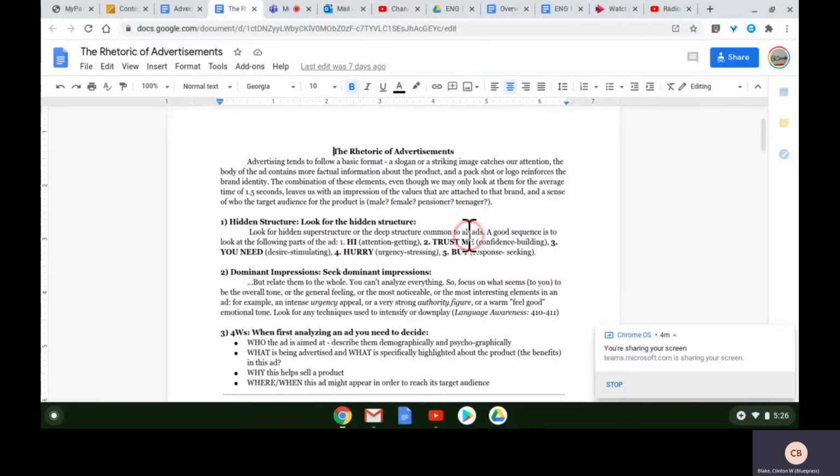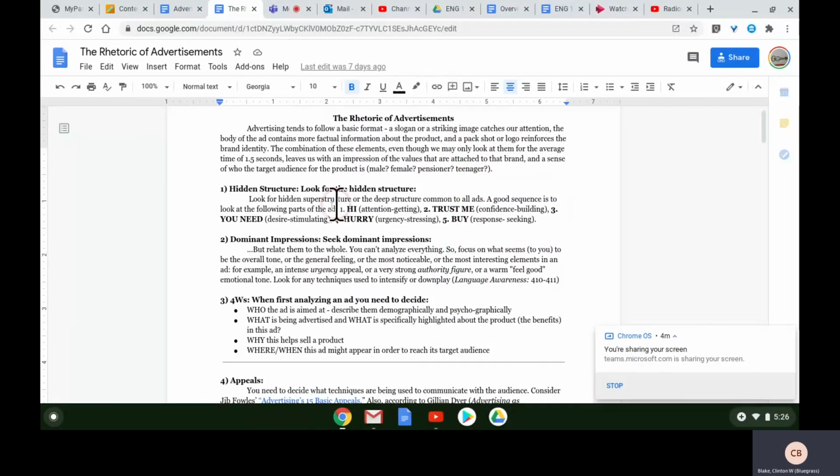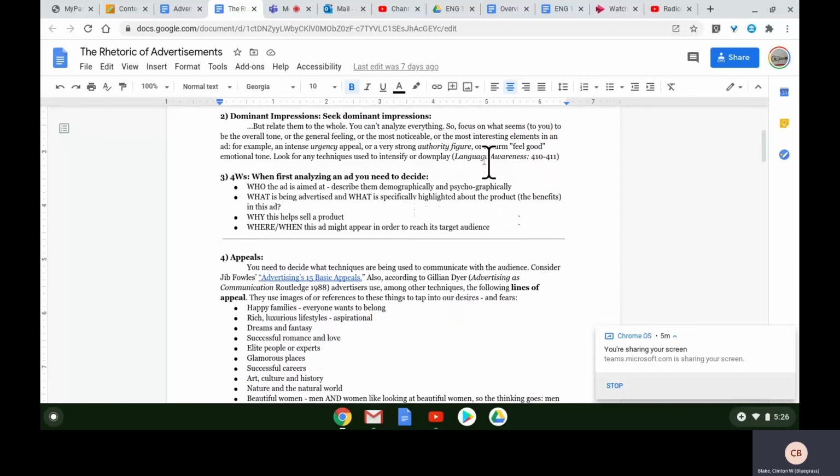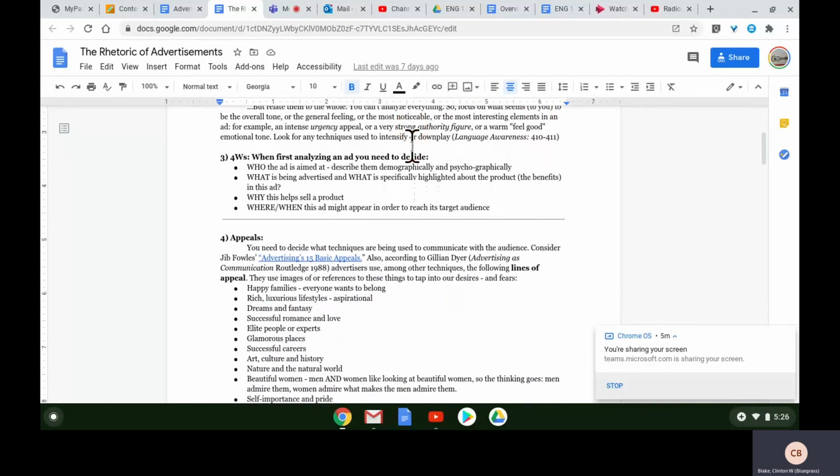The hidden structure, we've looked at that. Do you see this structure? And if so, get into it and describe how they do it. How does this ad get the audience's attention? How do they get the audience to trust them? And then you analyze whether that's effective or not. What are the dominant impressions? Focus on that. Analyze those details and the choices that are made there.